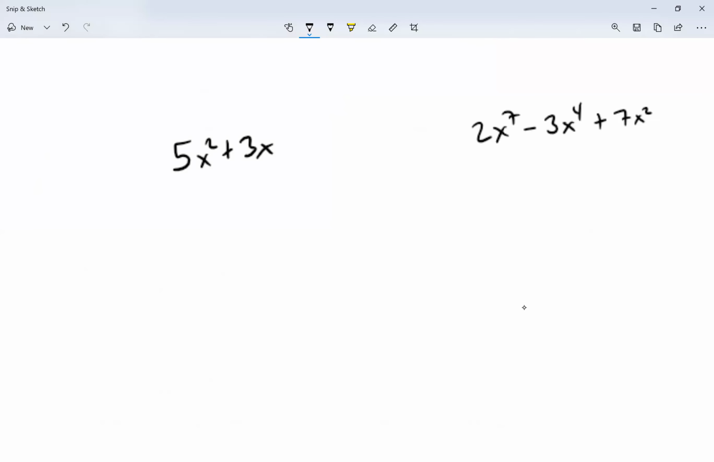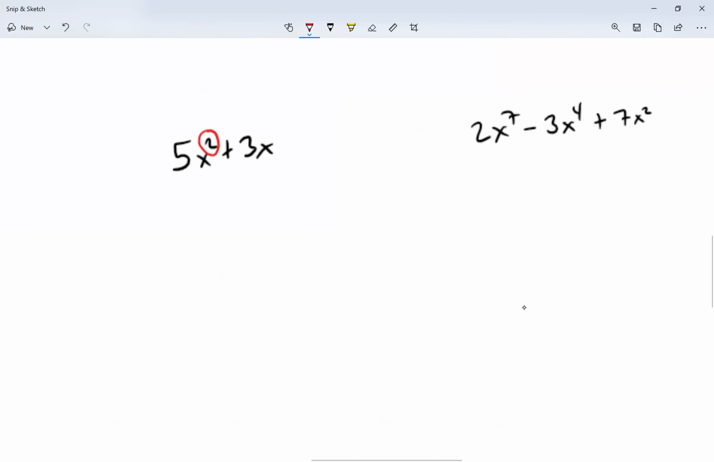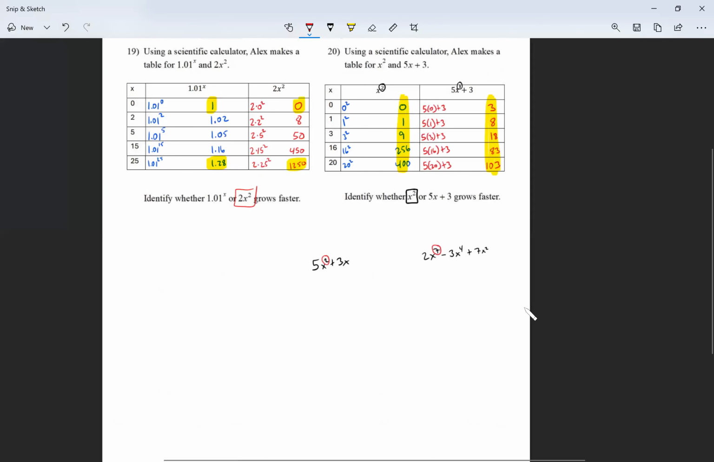But when I look at the highest exponents, in one of them my highest exponent is 2. In the other one, the highest exponent is 7. The highest exponent rules. So I'm going to tell you guys that in that case, 2x to the seventh minus 3x to the fourth plus 7x squared will grow faster. Don't believe me? Try it out. But that is one thing that I kind of want you guys to see.